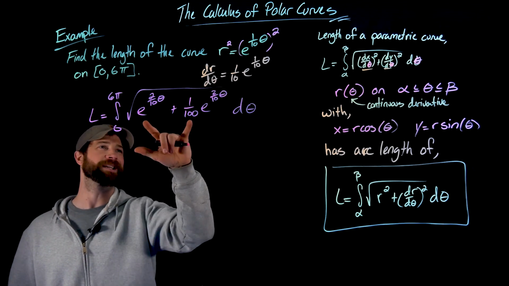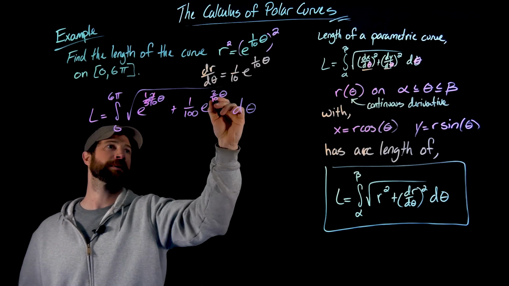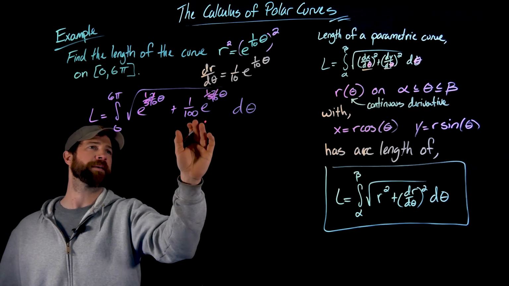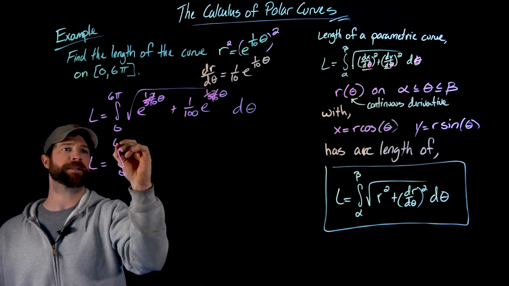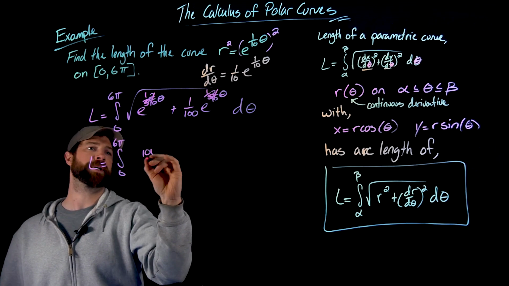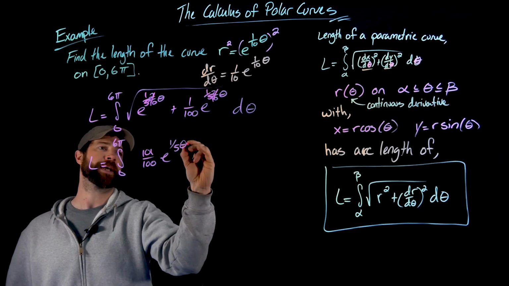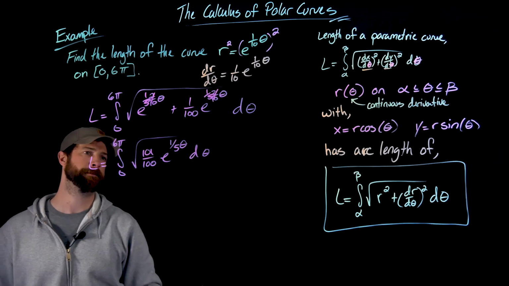Then these are like terms. These are both 1/5. So these are 1/5. And then I have one of them and I have 1/100th. So I can just combine like terms in this case. So from 0 to 6 pi, one of these would give me 101/100ths of e to the 1/5 theta. And we're still taking the square root, d theta.